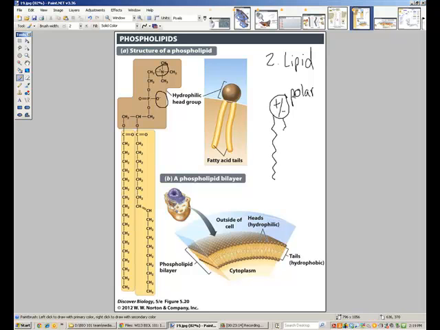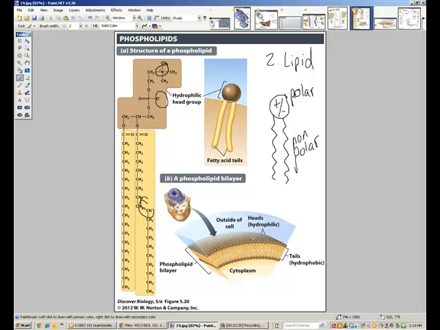And the tails are just like tails on the fats you eat, right? CH2 all the way down. Oh, here's a double bond, so this is actually an unsaturated phospholipid. You can have saturated and unsaturated phospholipids too. And the tails are nonpolar. So that's kind of unusual.